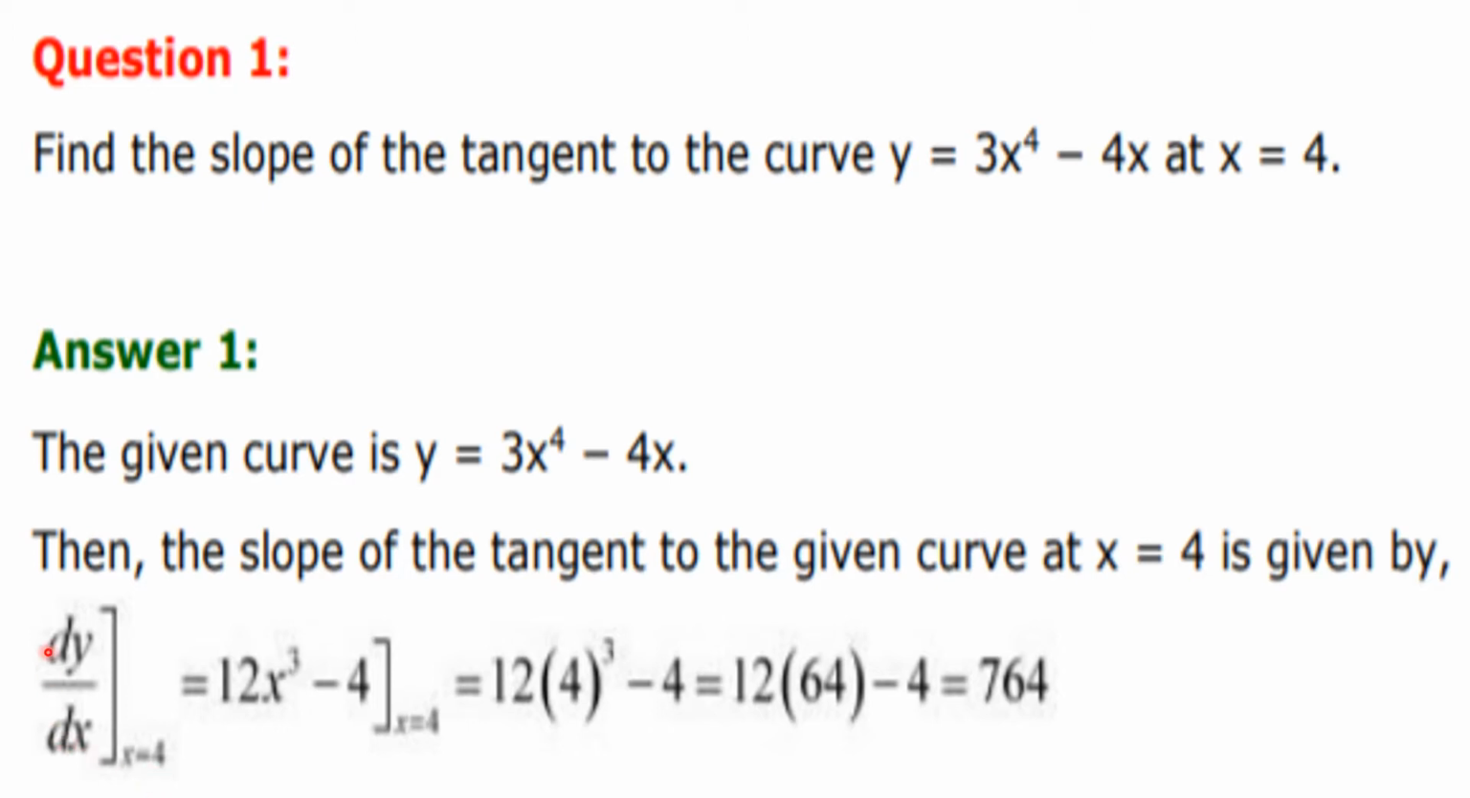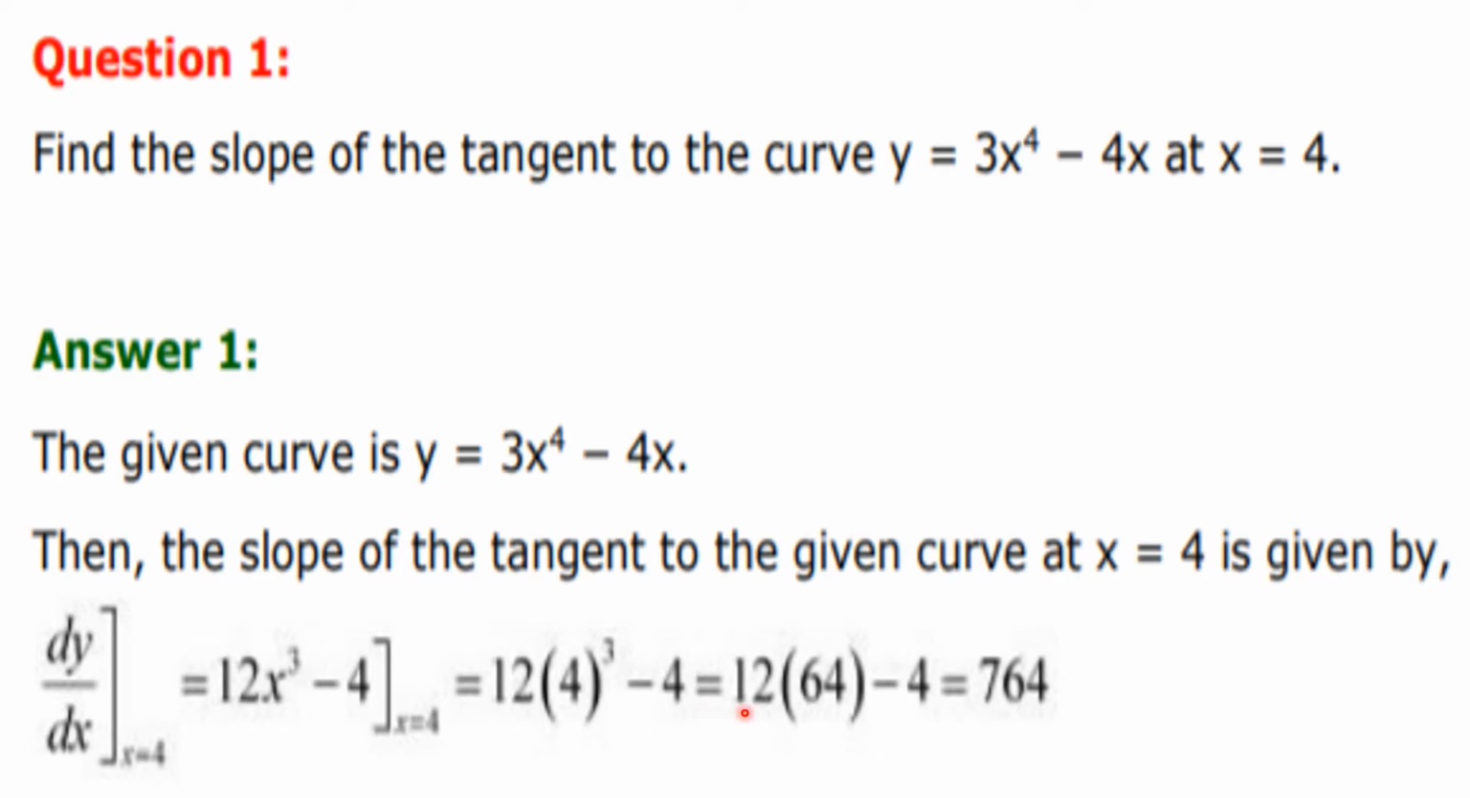We denote the slope of the tangent at x is equal to 4 as dy by dx at x is equal to 4, which is equal to the derivative of the given function, 12x cube minus 4, at x is equal to 4. It means we have to substitute x is equal to 4 in this expression. That is equal to 12 into, what is the x value here, 4, 4 cube minus 4.